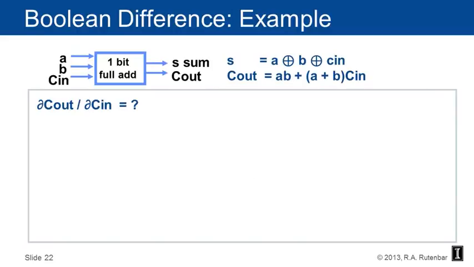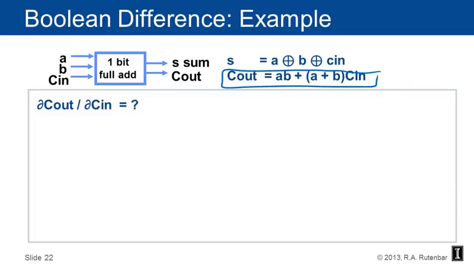Here's just another little example. So here's a 1-bit adder, a very simple little object. It's got a sum and it's got a carry. Right now we're going to look at just the carry out. So the carry out is AB plus (A plus B)Cn, where A and B are the two bits being added. It's a simple equation. What's the Boolean difference of the carry out with respect to the carry in? Or in English, when does a change in the carry in make a change in the carry out?